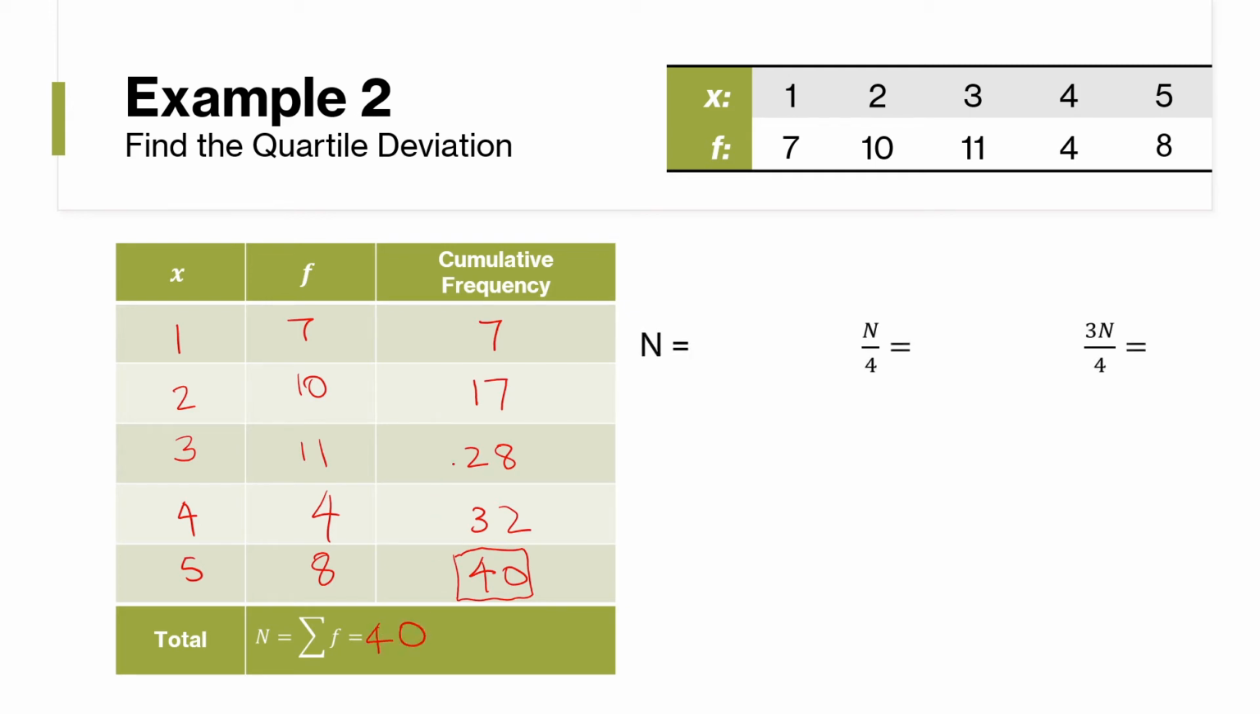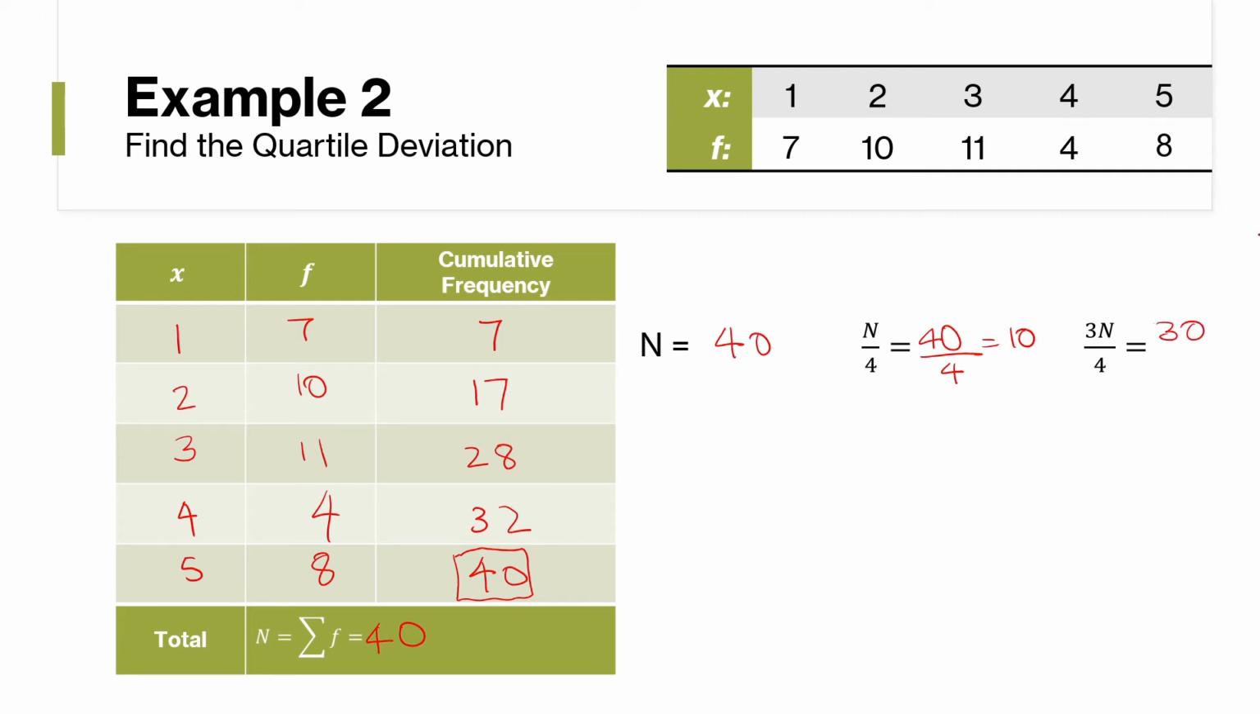So let's go ahead and calculate. Total number of observations is 40. N by 4 is 40 divided by 4, which is equal to 10. 3n by 4 is 3 times n by 4. Here n by 4 we got as 10, so 3 times n by 4 is 30.